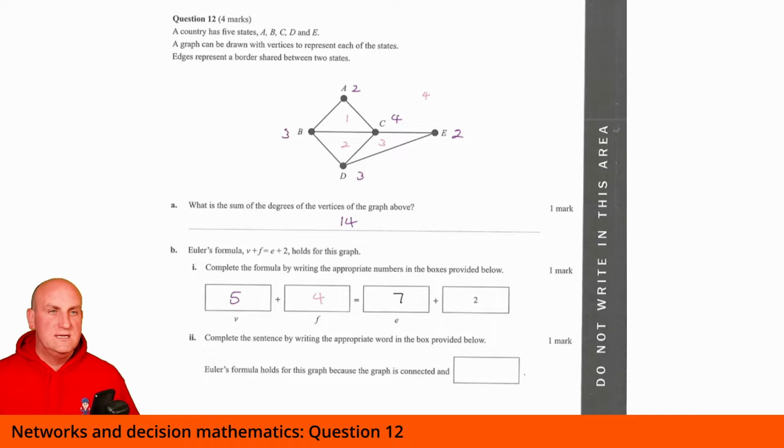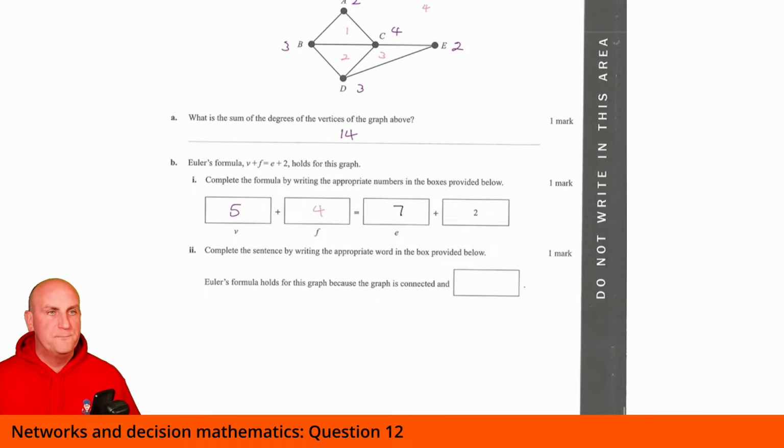Complete the sentence by writing the appropriate word in the box provided below. Euler's formula holds for this graph because the graph is connected, and I'm going to say planar. They've not used the word planar on there. I think it's a big flashing light there just to say it's going to be planar.